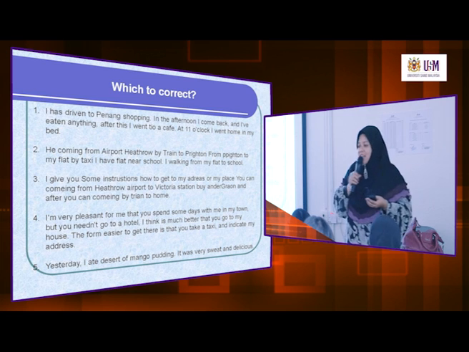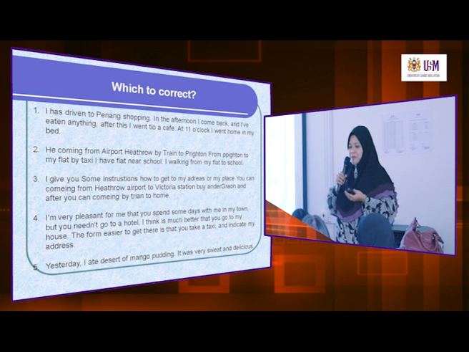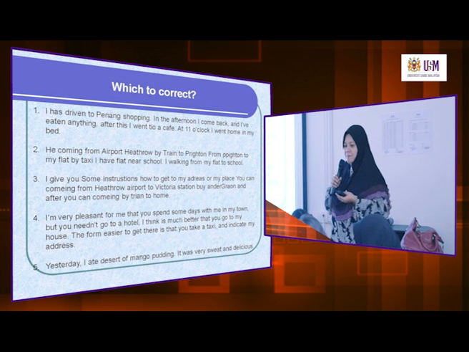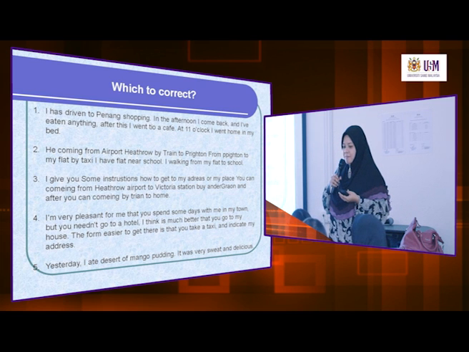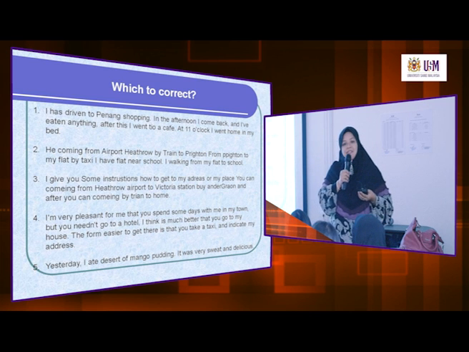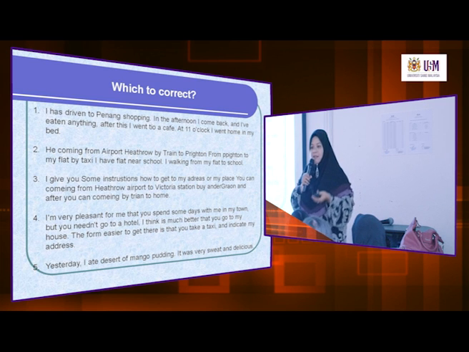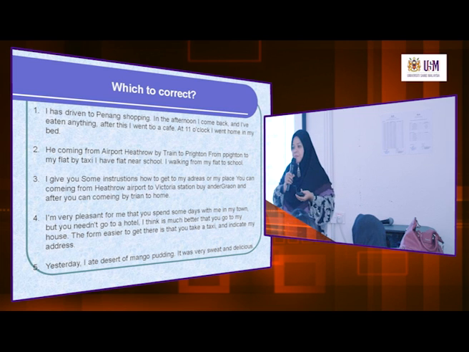No. Okay. Grace, what about you? Which one does your group correct? Coming and walking. So what do you amend then? Walking. He is coming, I am walking. Okay. Anyone else who has got a different answer from Ross's group and Grace's group? Heathrow Airport.